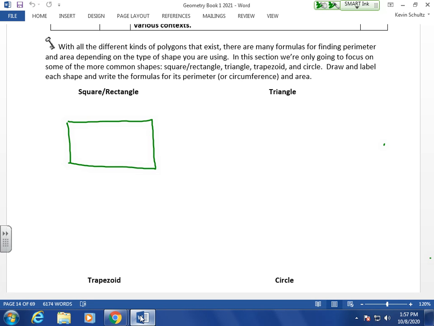Rectangle first. What is the formula for the perimeter of a rectangle? How would you find it? Yes, add up all the sides, right? So if you've got two sides of base and two sides of height, which is what makes it a rectangle, it's got those opposite sides that are congruent. Your perimeter is just going to be 2b plus 2h, which is a really fancy way to say add all the sides together, because you have two bases and two heights, and adding them together gives you the perimeter.